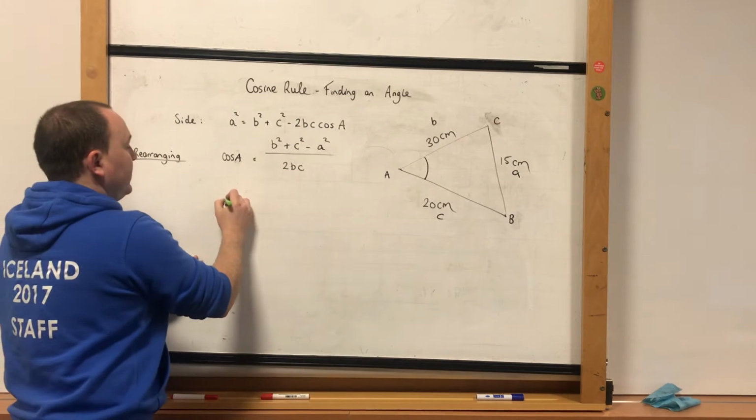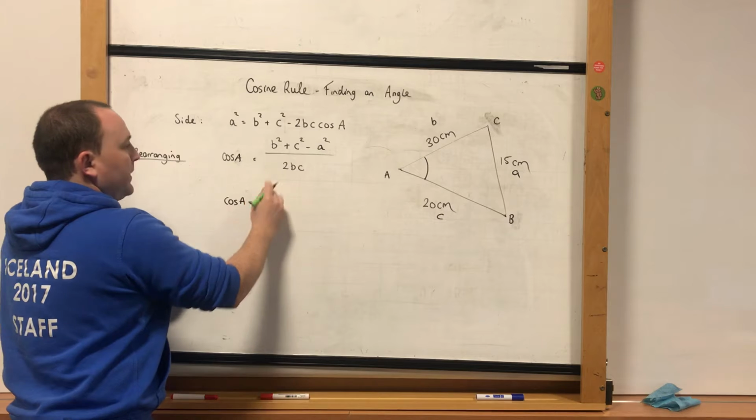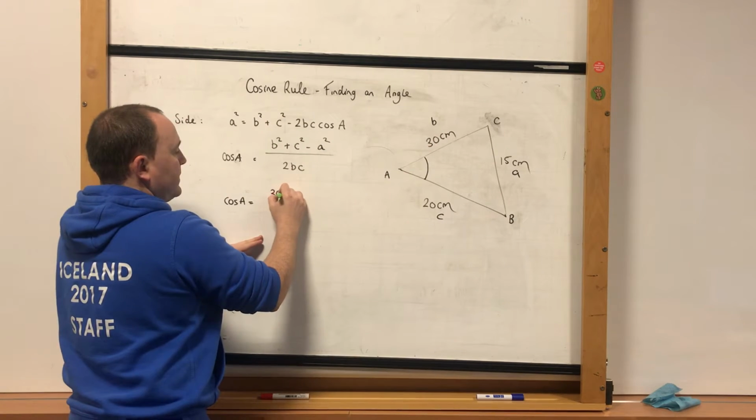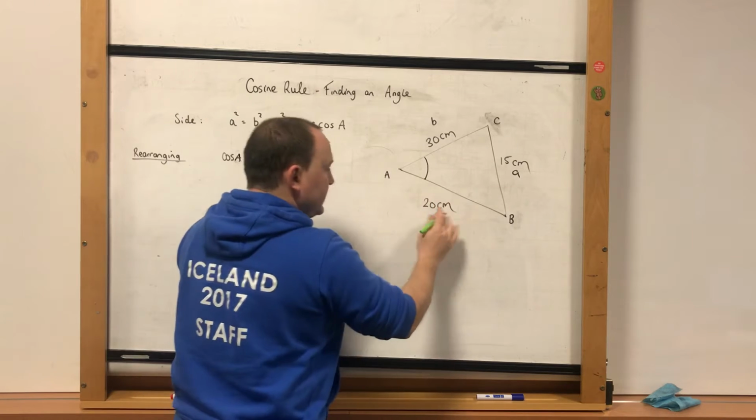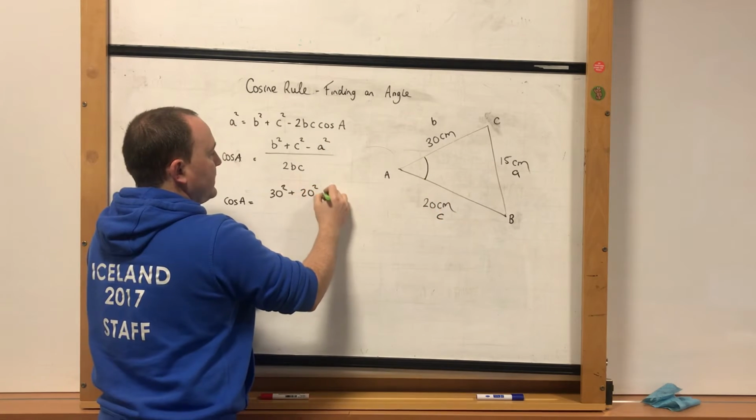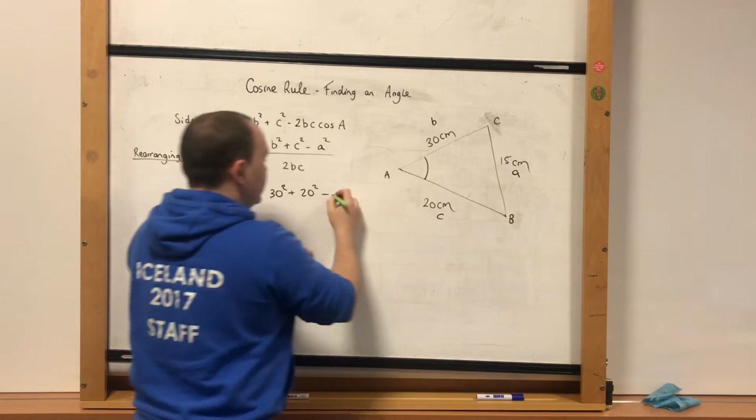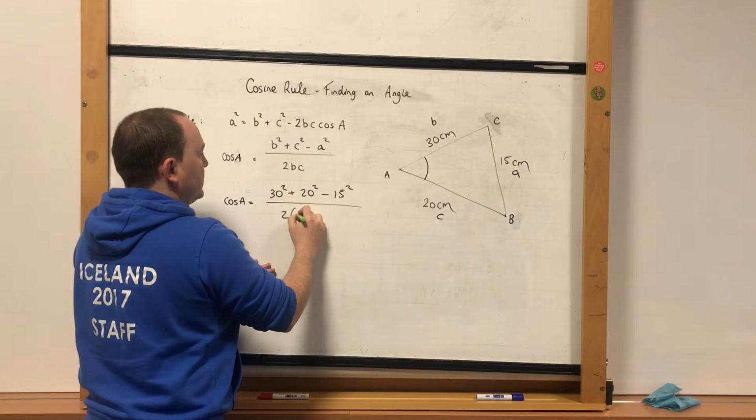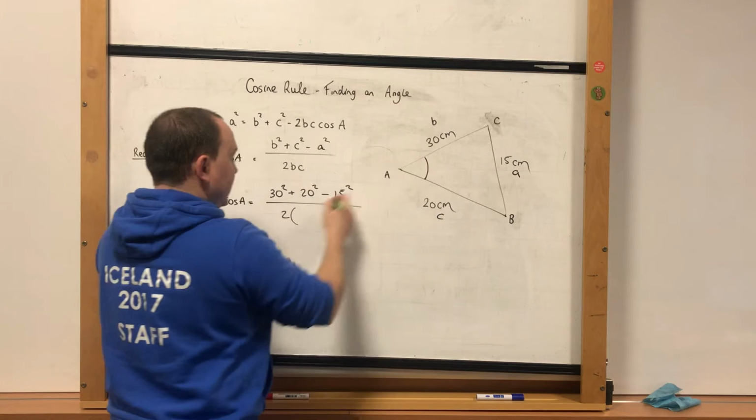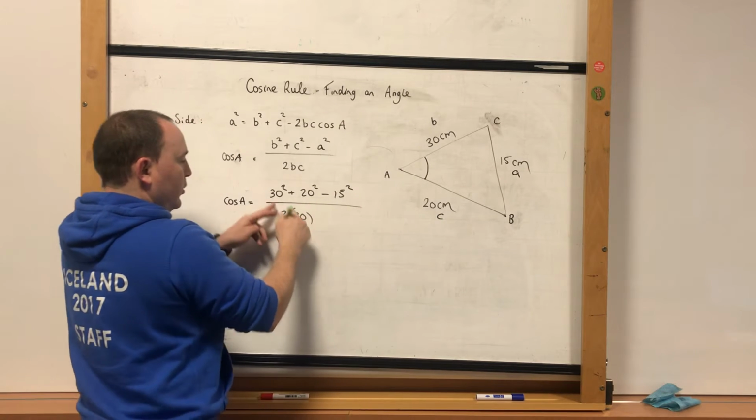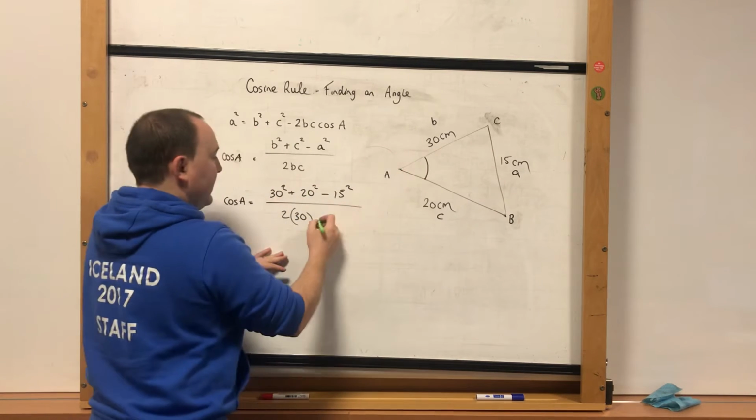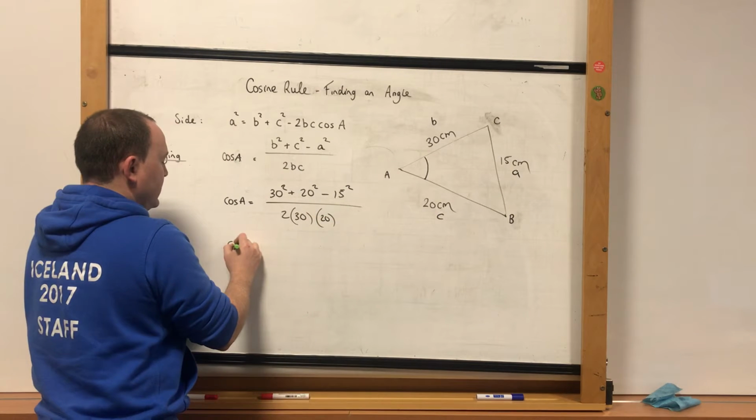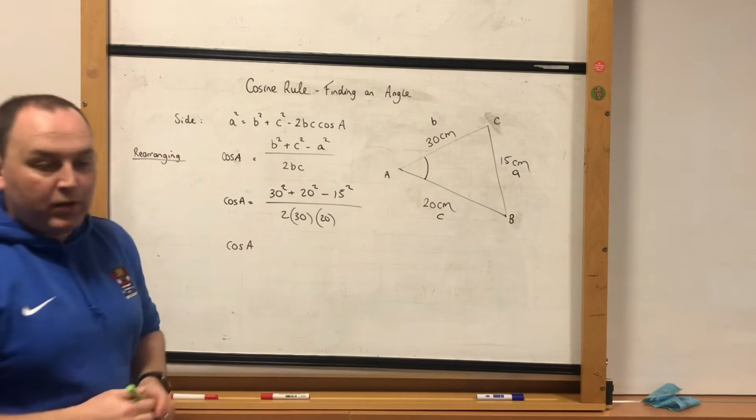So cosine of A, B, let's match it up, is 30. So 30 squared, C is 20 squared, and A is 15 squared. Dividing by 2, multiplying B, which is again 30. Don't look up here, look back at your diagram, and C is 20. So that's the cosine of the angle.